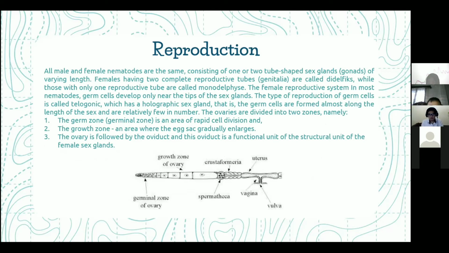The female reproductive system is only near the tips of the sex glands. The type is called telegonic, in which the sex gland can form along the length of the body. The above are divided into two zones, namely the gland zone and the other zone.